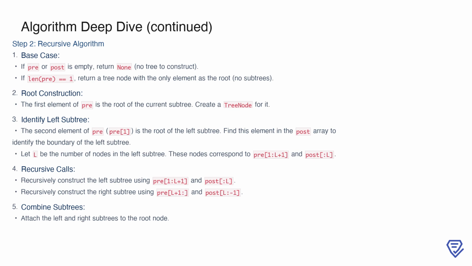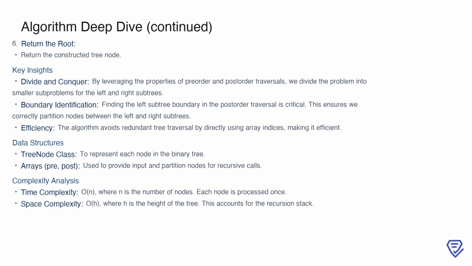Finally, we combine the constructed left and right subtrees by attaching them to the root node. Once the recursive calls are complete, we return the constructed root node, which now has its left and right subtrees attached. This completes the process of reconstructing the tree. The algorithm relies on the efficient divide-and-conquer principle, breaking the problem into smaller subproblems for the left and right subtrees.